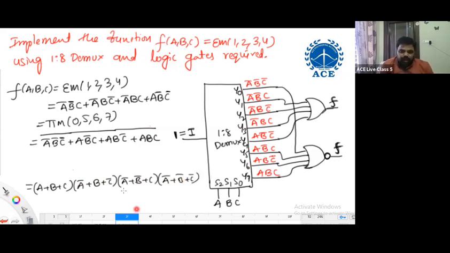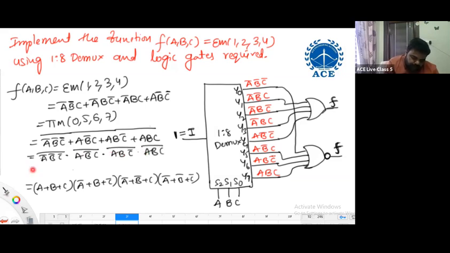This is POS, right? If you are expanding this also, what do we get here? A bar, B bar, C bar whole bar, and with A, B bar, C whole bar, and with A, B, C bar whole bar, and with A, B, C whole bar. Expand this, what do we get? A bar, B bar, C bar whole bar is nothing but A plus B plus C. A, B bar, C whole bar is nothing but A bar plus B plus C bar. And with A, B, C bar whole bar is nothing but A bar plus B bar plus C. And with A, B, C whole bar is nothing but A bar plus B bar plus C bar.